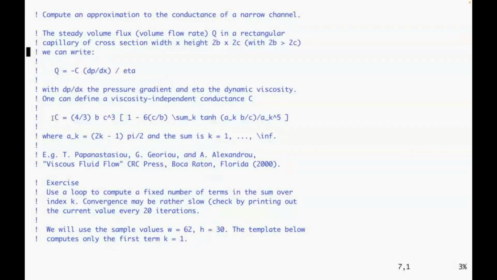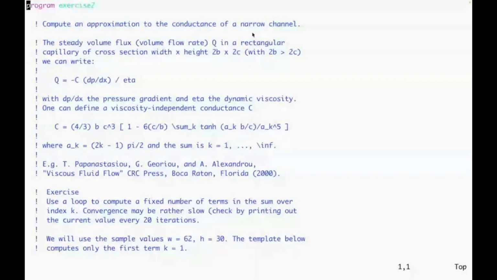So it's calculating this value C, which is a conductance value of flow in a narrow channel. And a lot of physical constants go into it. So we've got B, C, AK. This can look a little confusing. What really matters is that in here we've got a sum. And of course, the way to do a sum in code is to do a loop.